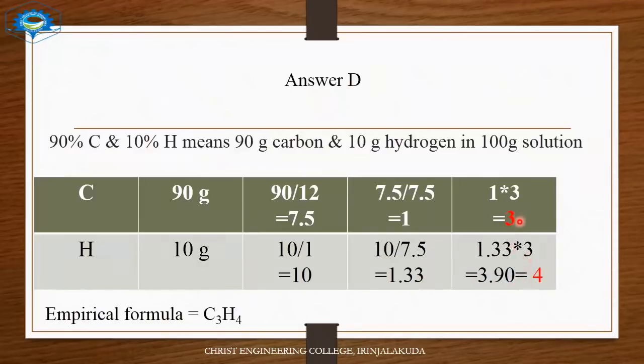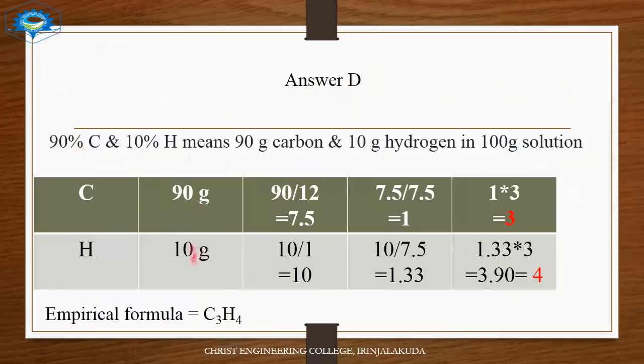So this is our empirical formula. Carbon contains 3 and hydrogen is 4. That is C3H4, our answer. So this is the method to calculate empirical formula.